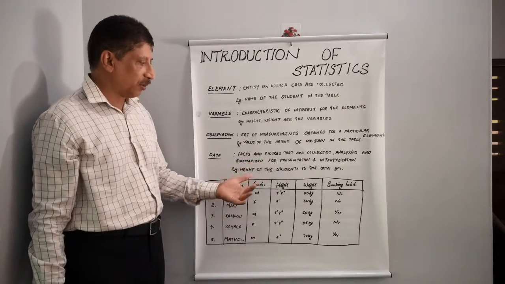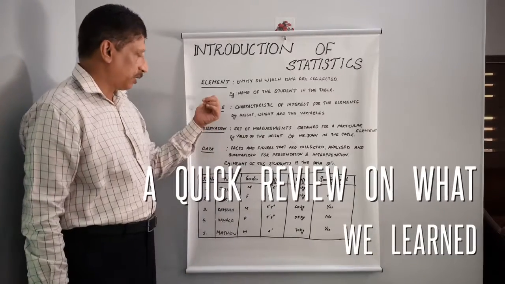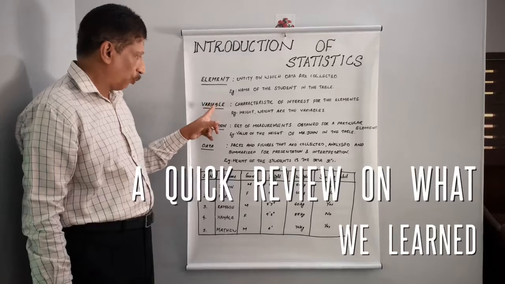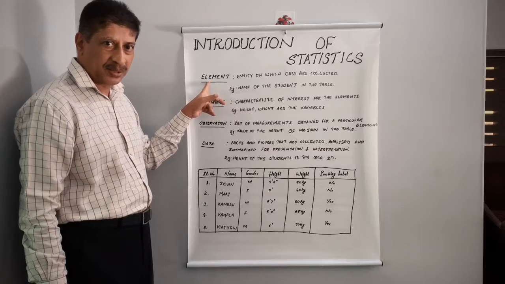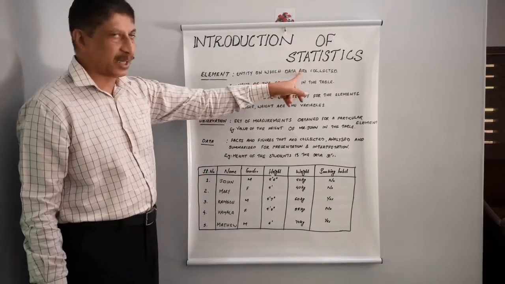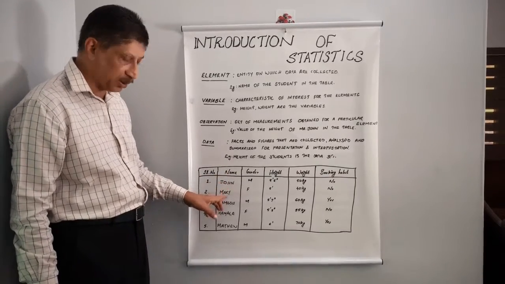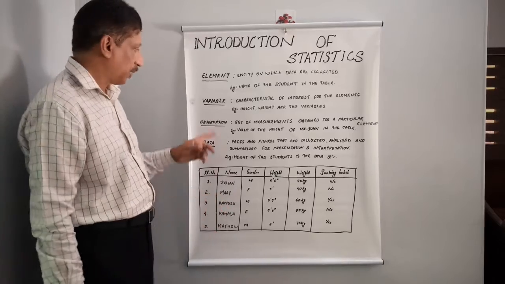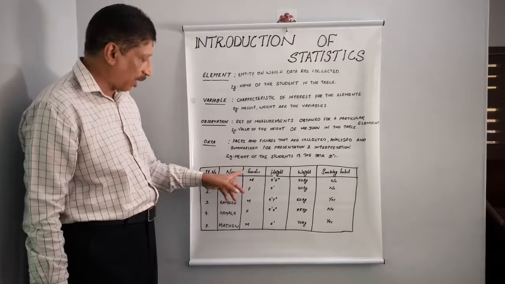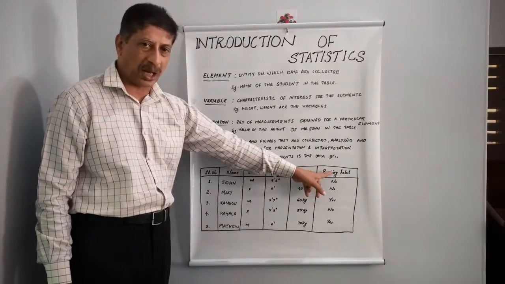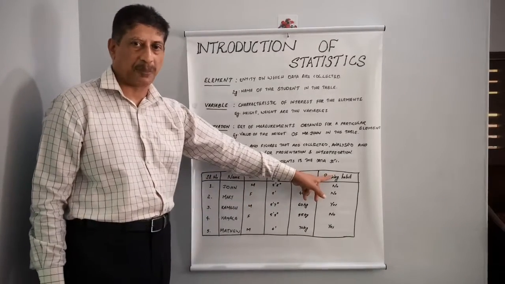In the next classes we will continue on this. A quick review of what we learned today: element, variable, observation and data. The element is the entity on which the data are collected. For example, in this table the names of the students are the entity and the element. The second one is the variable. Our variables of interest based on these elements are gender, height, weight and smoking habit.